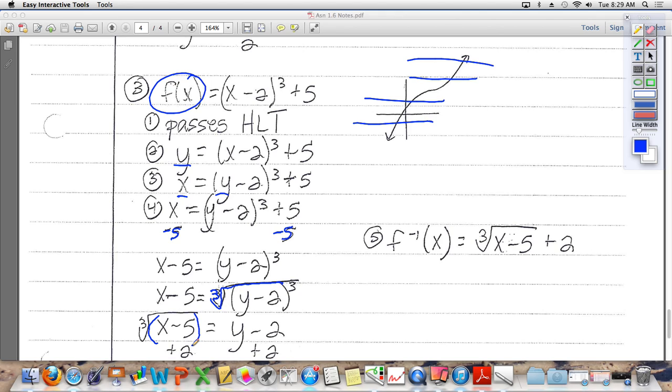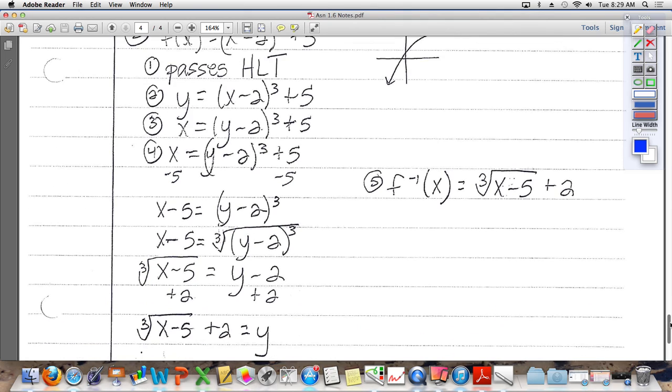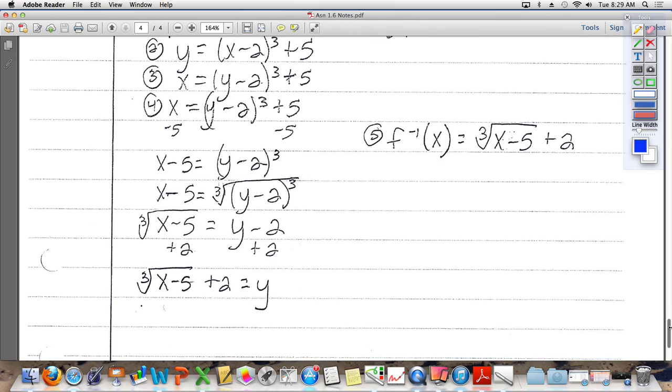So now when I cube rooted the (y minus 2) to the 3rd power, they cancel each other out. And it leaves me with just y minus 2. So then to solve for y, I have to add 2 to each side. You with me so far? So what I have left is the cube root of x minus 5.